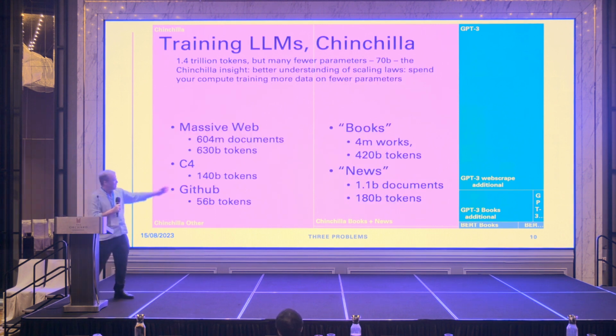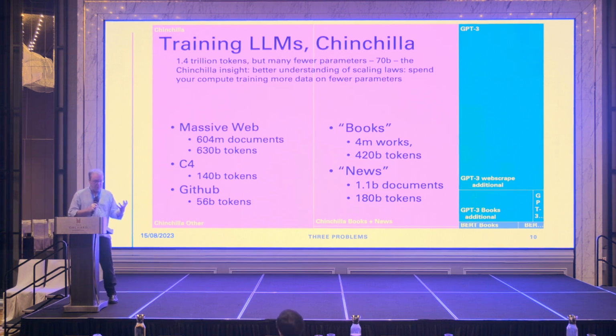Well, it turns out that 420 billion tokens were from books, from 4 million books. Now, the British Library contains 14 million books. So where did Google get 4 million books to train the model from? Well, it must be Google Books, right? Which is, when we send our books to Google Books, we didn't know that they were going to use it for this. And then also news, 180 billion tokens are from news stories, 1.1 billion news stories.